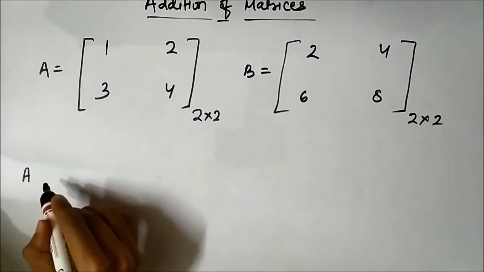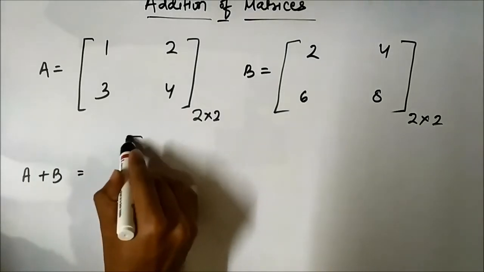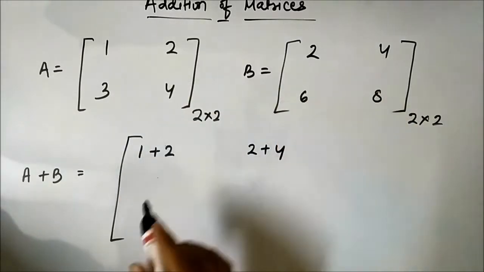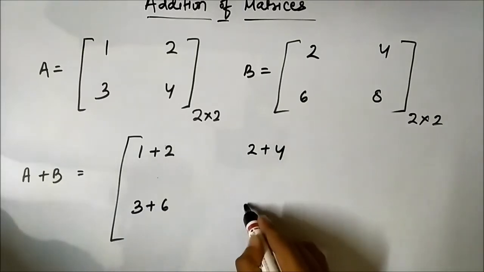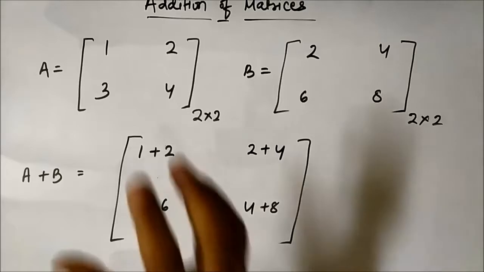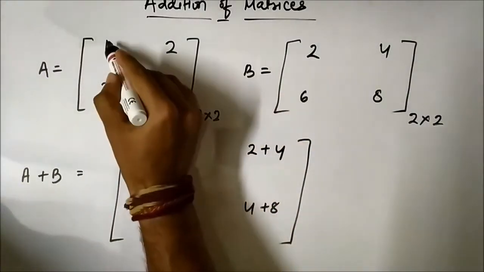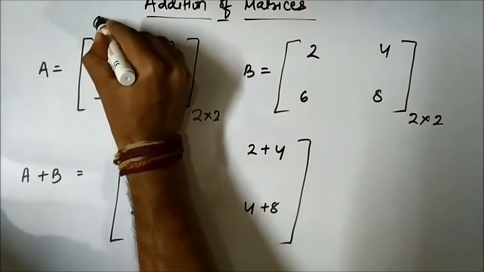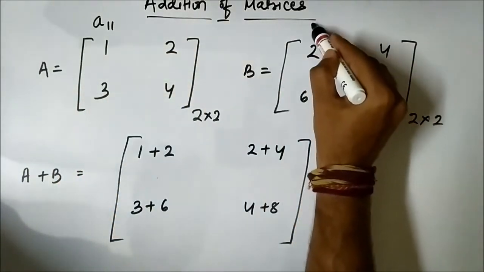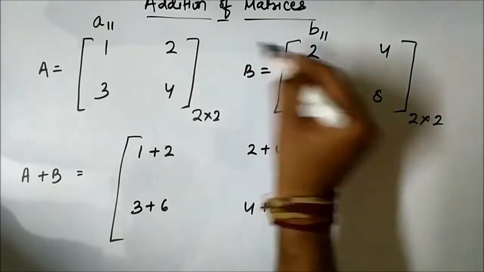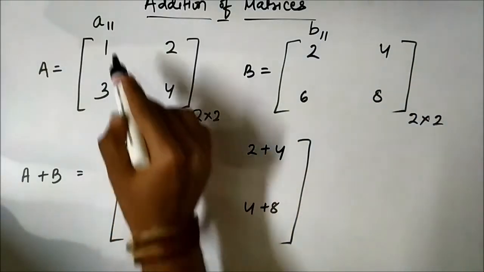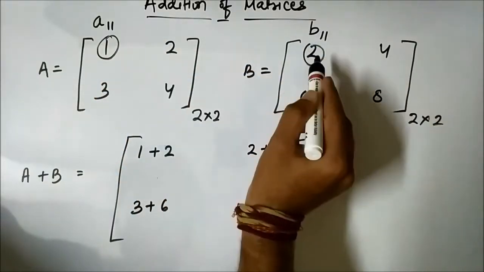So A plus B will be 1 plus 2, 2 plus 4, 3 plus 6, 4 plus 8. So here the addition of two matrices is done element by element, term by term. It means this element at the position A11, at the intersection of the first row and the first column, gets added with the corresponding element at the same position of the other matrix, that is B11, which is also present at the intersection of the first row and the first column. 1 gets added with 2, the respective element in the same position.